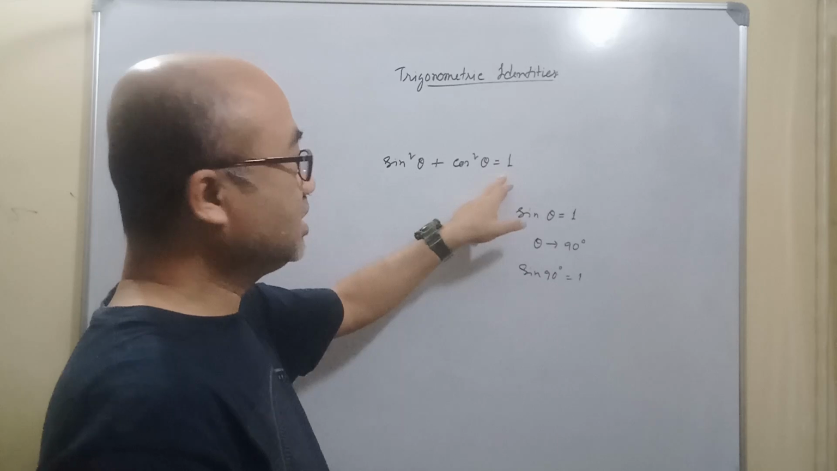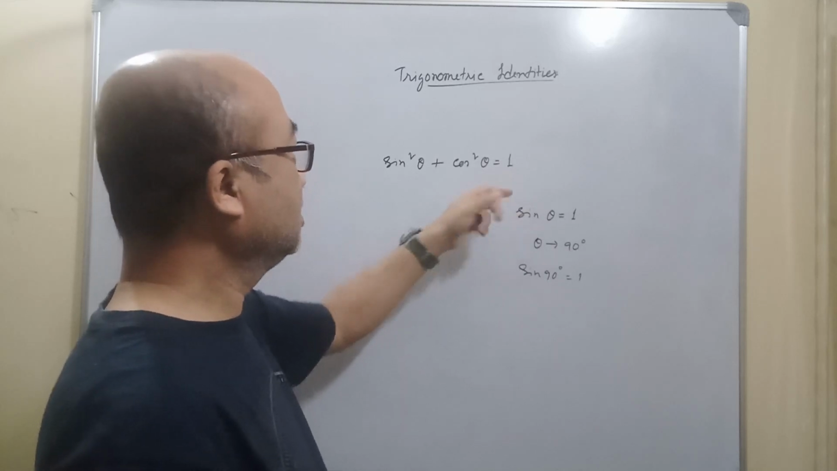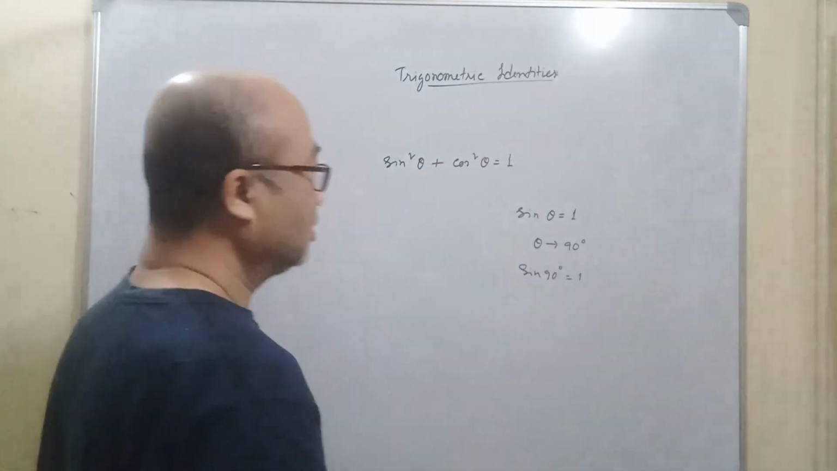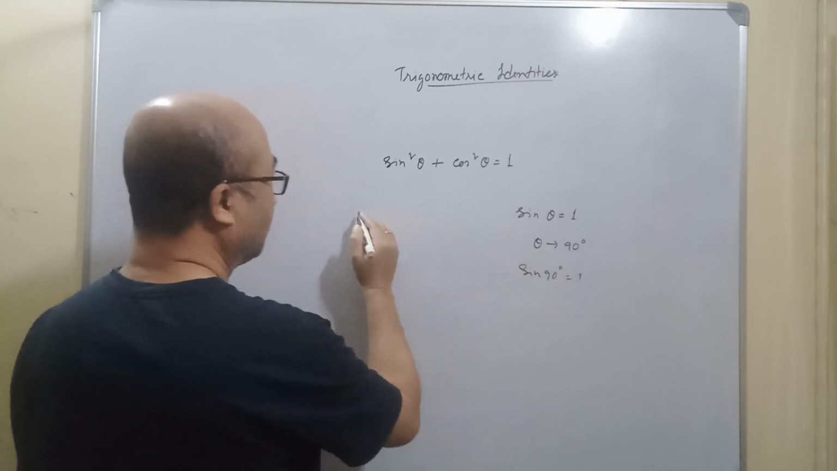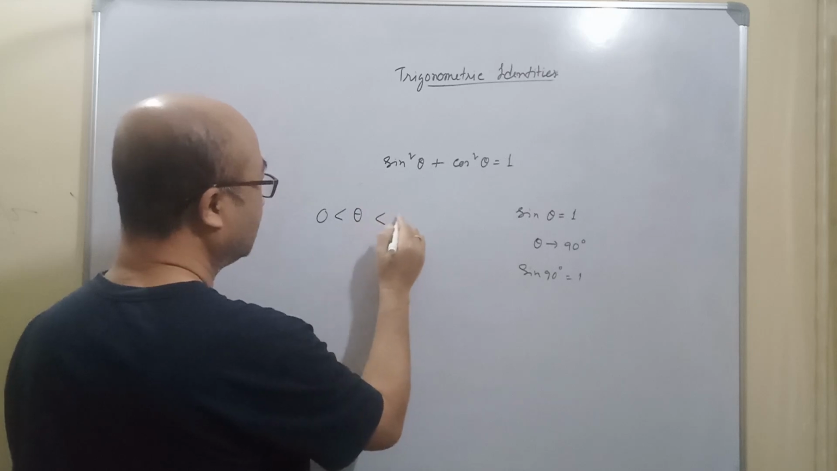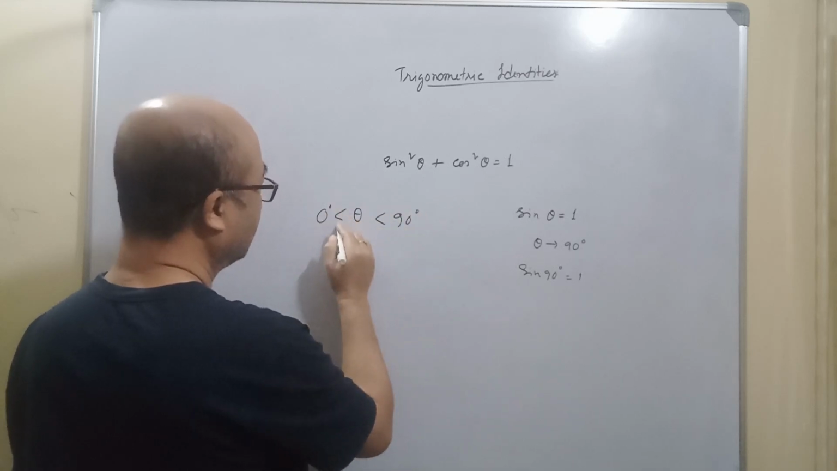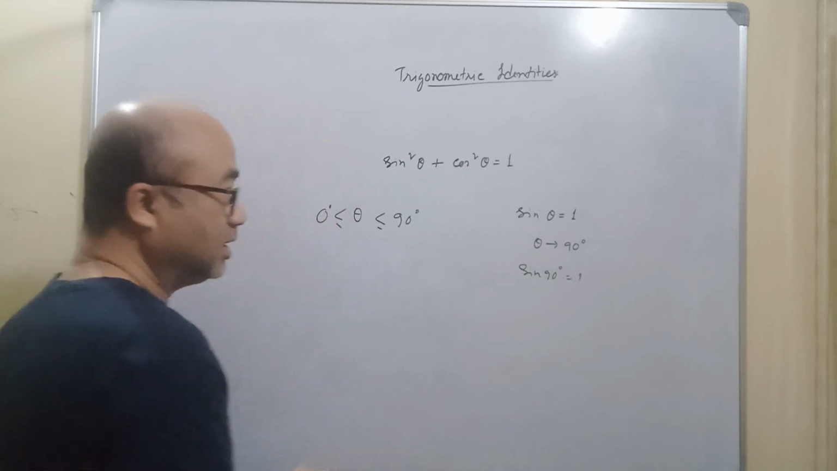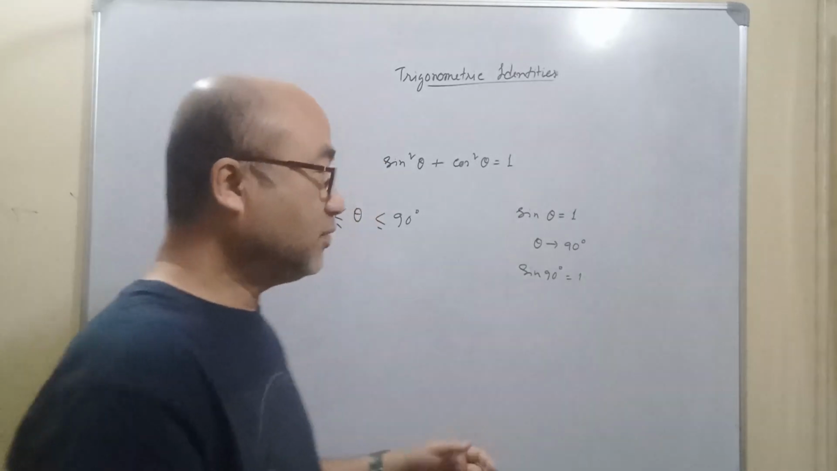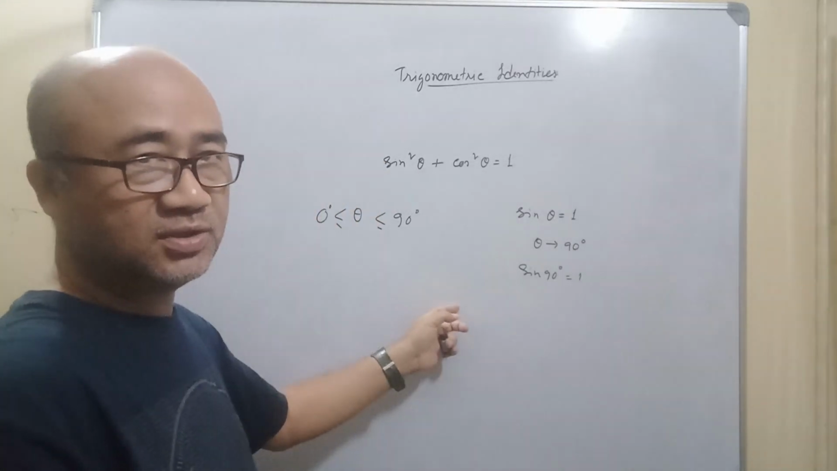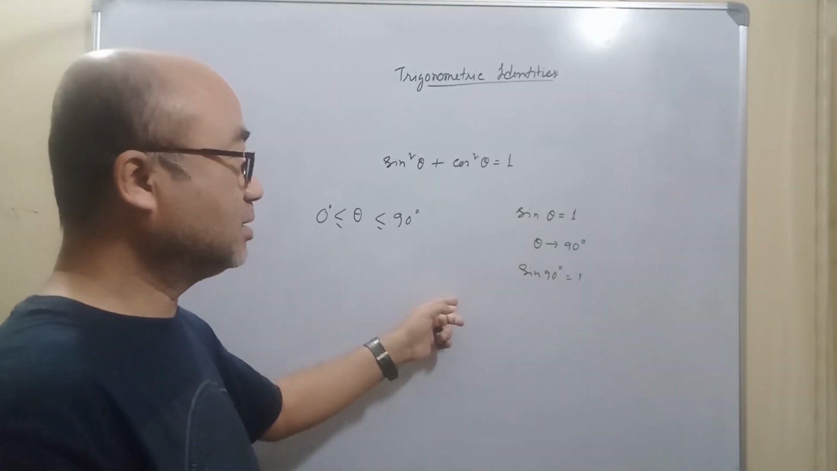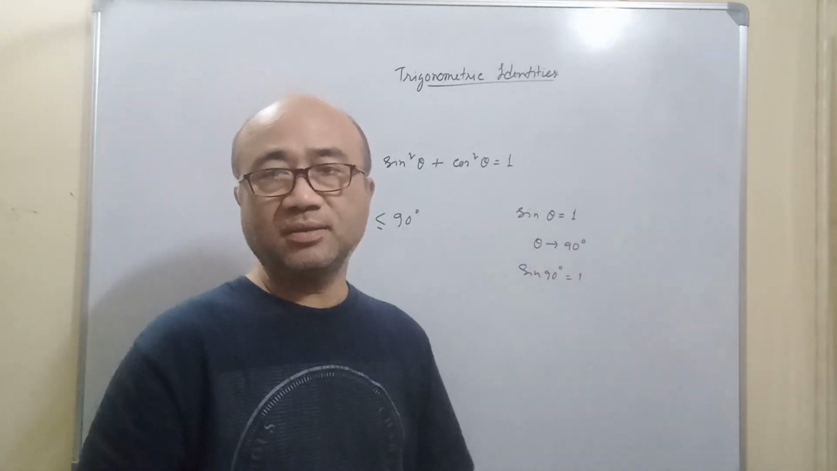But this equation is called an identity because it is true for all values of theta. Theta is of course between 0 and 90 degree, because in class 10 trigonometry we define the ratios sin theta, cos theta, etc. by assuming that theta is an acute angle.